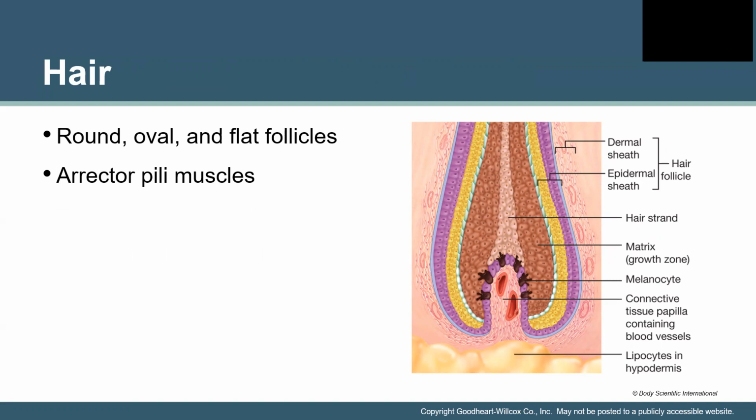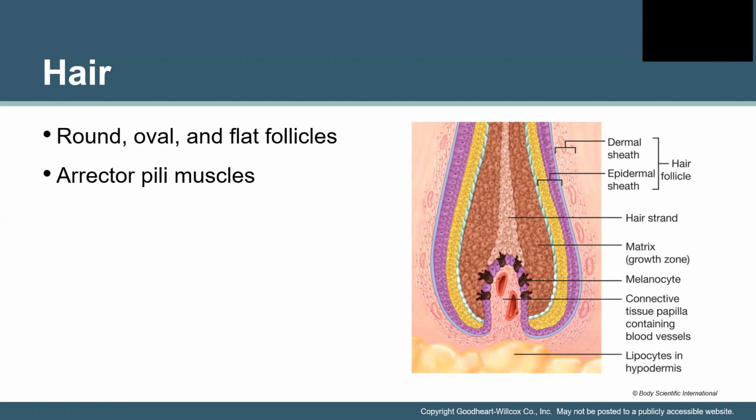The matrix or growth zone within the base of the follicle will contain specialized cells that divide and generate living hair cells. Like those epithelial cells that were generated in the stratum basale, these cells are pushed up toward the scalp. They become filled with keratin and they die. Most of the shaft of hair is therefore non-living material composed mainly of protein.